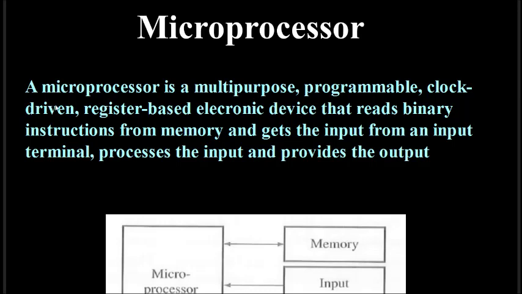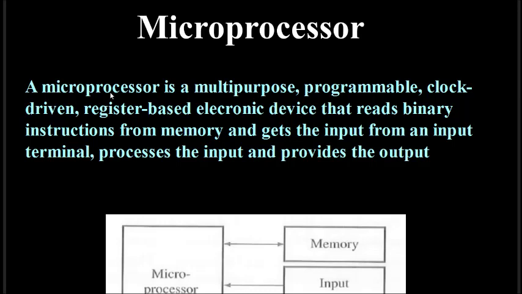So as we see, a microprocessor is a multi-purpose programmable clock-driven register-based electronic device which reads binary instructions from memory and gets the input from an input terminal, processes the input and provides the output. So this is how we define a microprocessor. In general, a microprocessor is clock-driven.